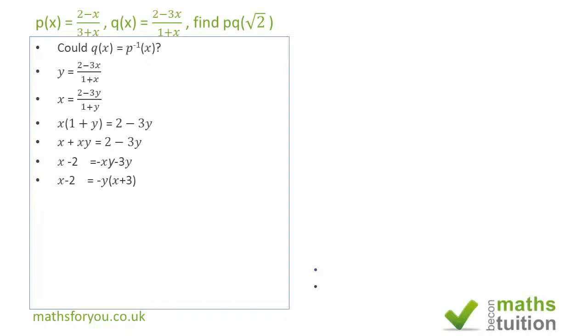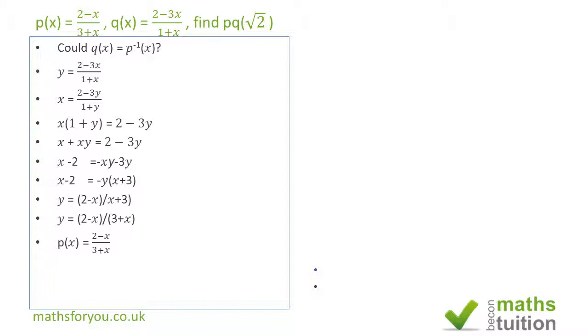If we multiply both sides by minus 1, we end up with 2 minus x is equal to y into x plus 3. Okay, now if we then divide both sides by x plus 3, we end up with y is equal to 2 minus x divided by x plus 3, which is the same as p of x. So q then is the inverse of p of x.